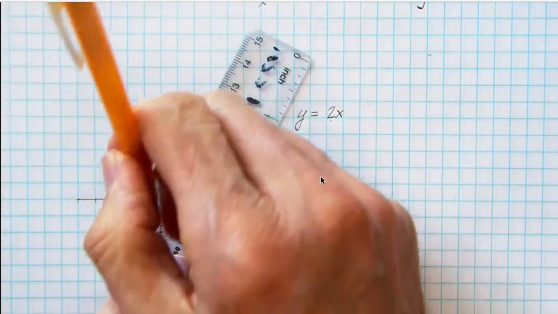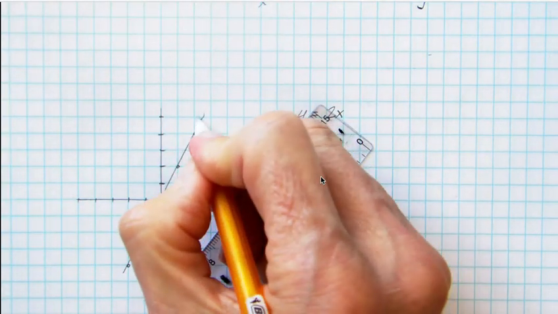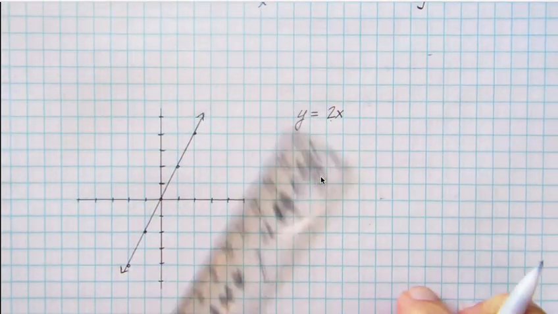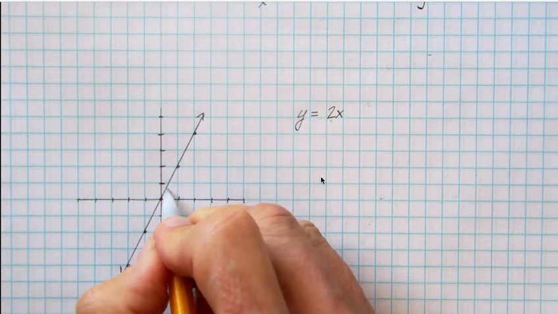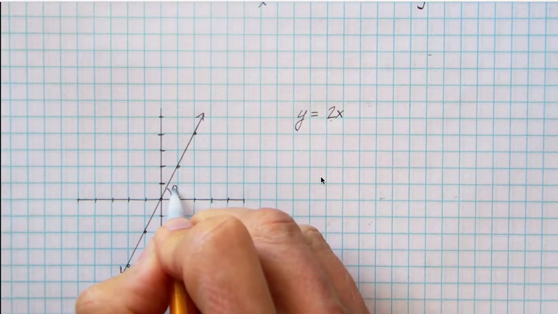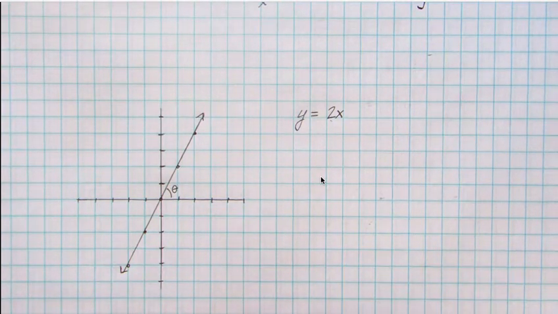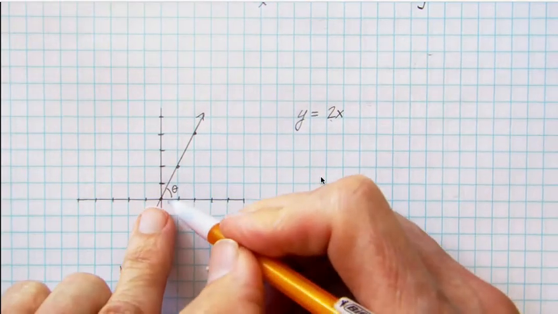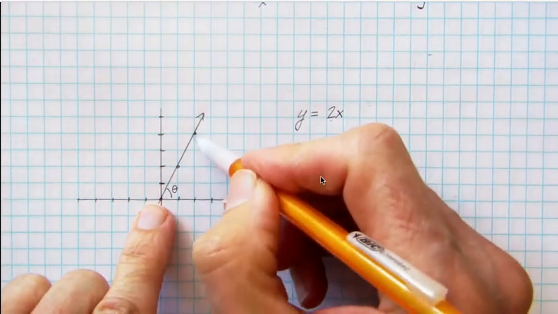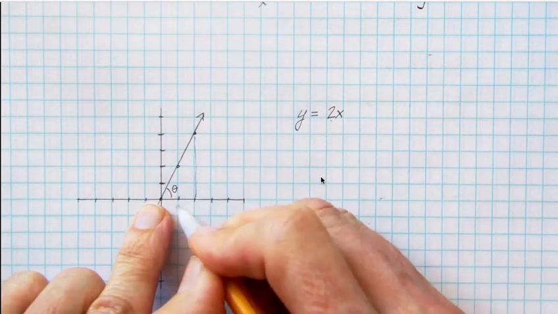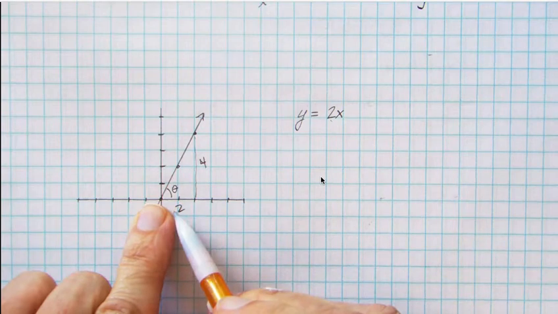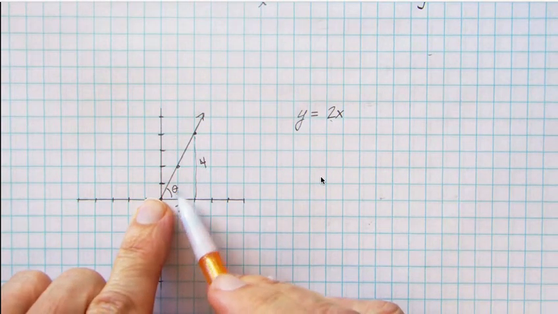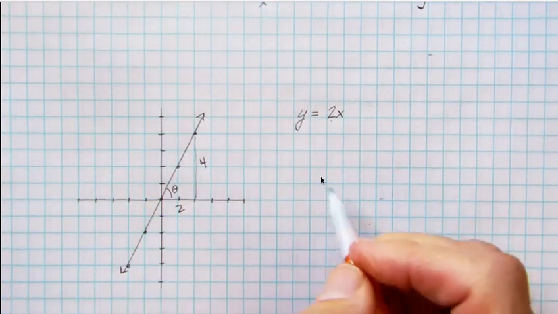And really what we're trying to figure out is, okay, this is theta equals something. Let's see what we can do here. Well, here's our angle theta right here. That's what we really need to figure out. And again, we can create a triangle. So I'll go with, say, 2 and 4. When x is 2, y has to be 4. And so now I could do tangent of theta equals 4 over 2.